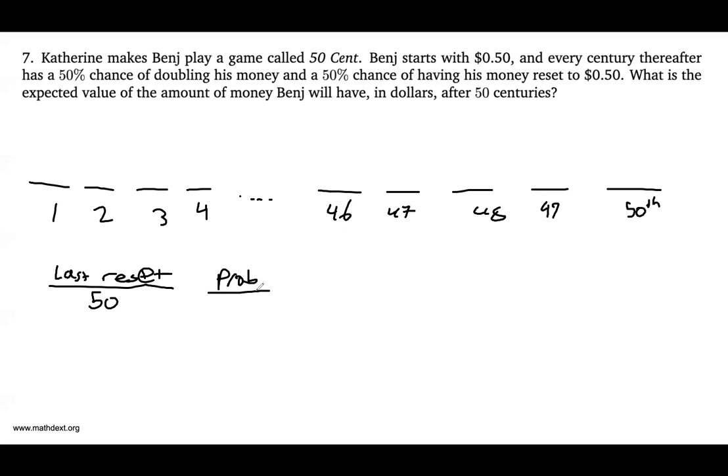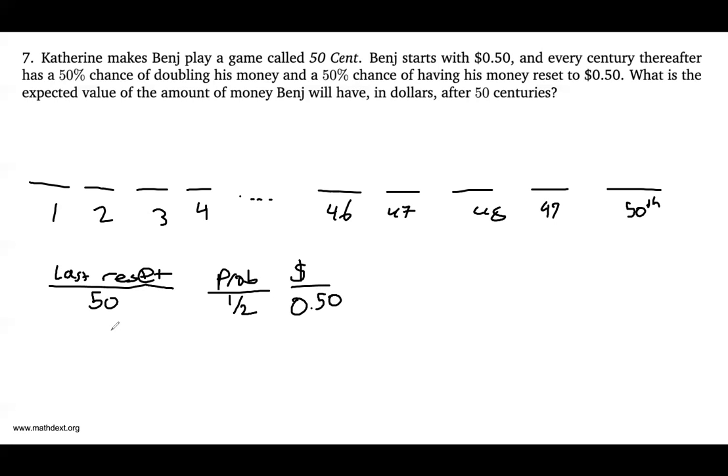Well, it happens with 50% chance, because on this 50th turn, there's a 50% chance that you double your money or a 50% chance that you go down to 50 cents. So the probability that that happened is 1/2. And how much money does Benj have in that case? Well, he was just reset to 50 cents on the last try, which means that he has 50 cents.